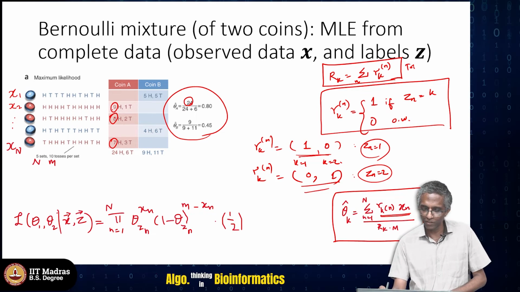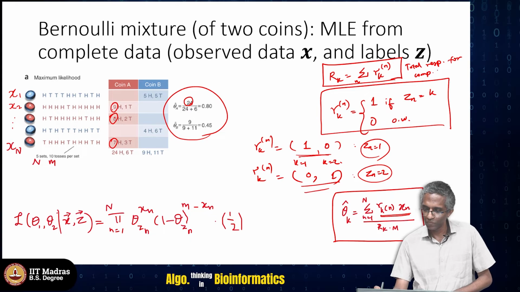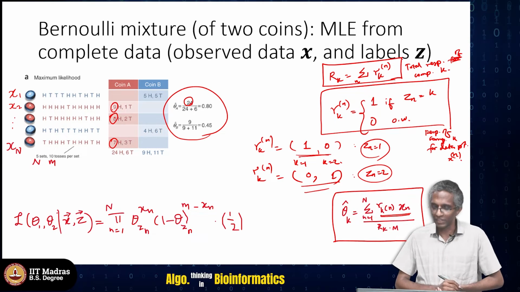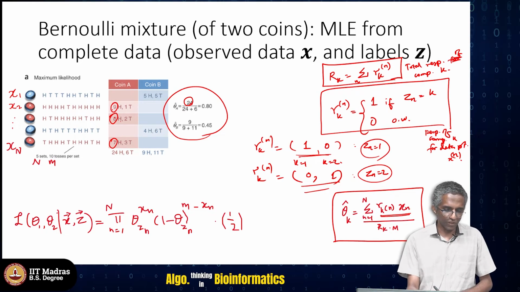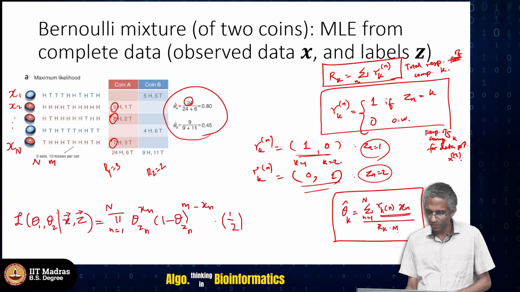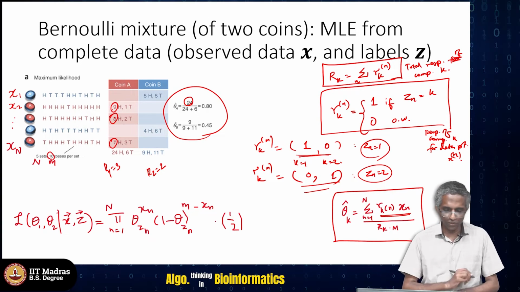So, this is the total responsibility of component k, and this is the responsibility of component k for data point n, and here we are just summing over all the data points. In this particular case, there are 3 sets where coin A is used, so R1 is going to be 3, and then R2 is going to be 2 sets where coin B is used. So R2 is going to be 2. Then m is going to be 10, the 10 tosses that are being used.